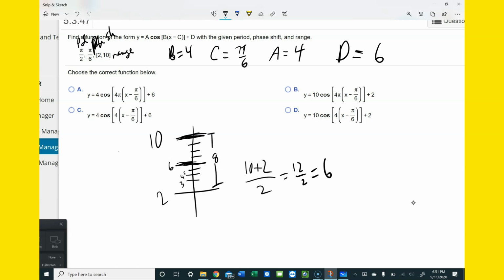So now I should be able to pick out my function from there. It would be y equals 4 times cosine of 4 parentheses, x minus pi over 6, parentheses, plus 6. So the answer appears to be choice C.